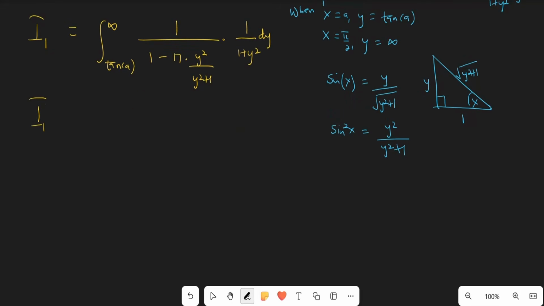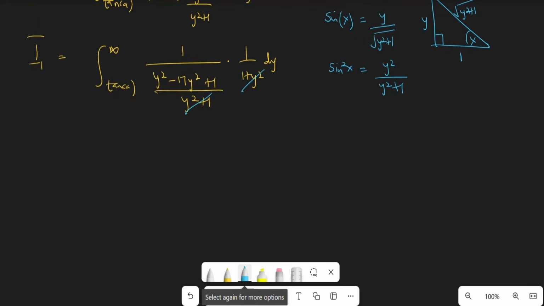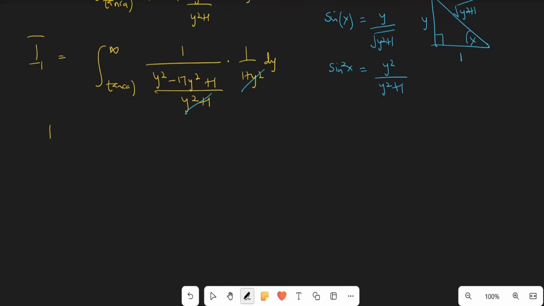Alright, so I1 is equal to the integral from the tan of a to infinity of 1 all over, now multiplying this one will be y squared minus 17y squared, and then plus 1, right? All this one is divided by the denominator, which is multiplied by 1 all over 1 plus y squared dy. And we see that these ones will cancel out beautifully. And now you are left with this.